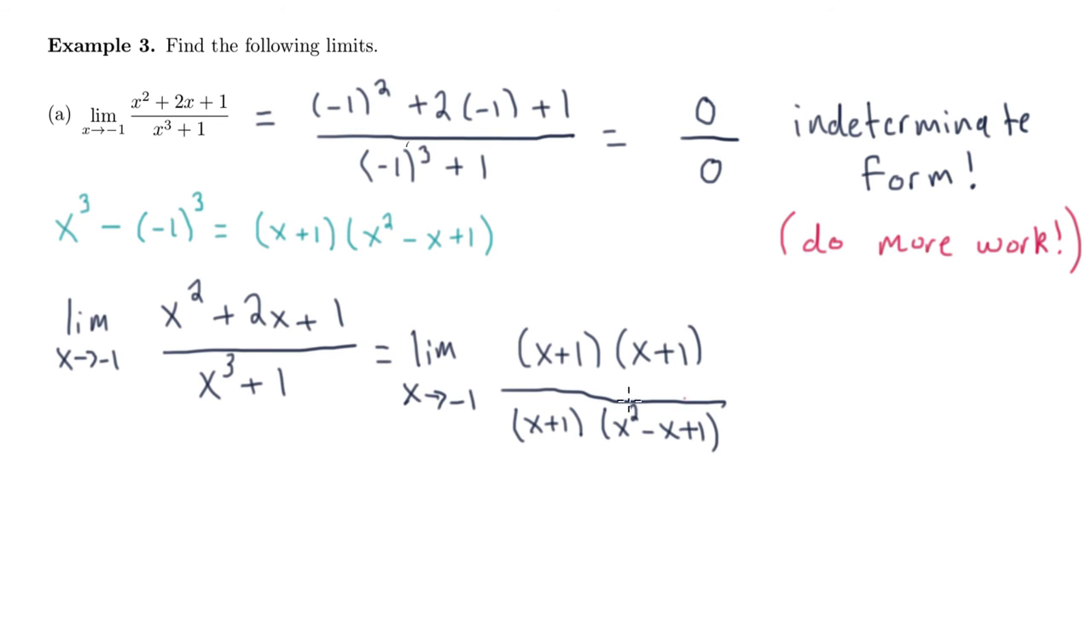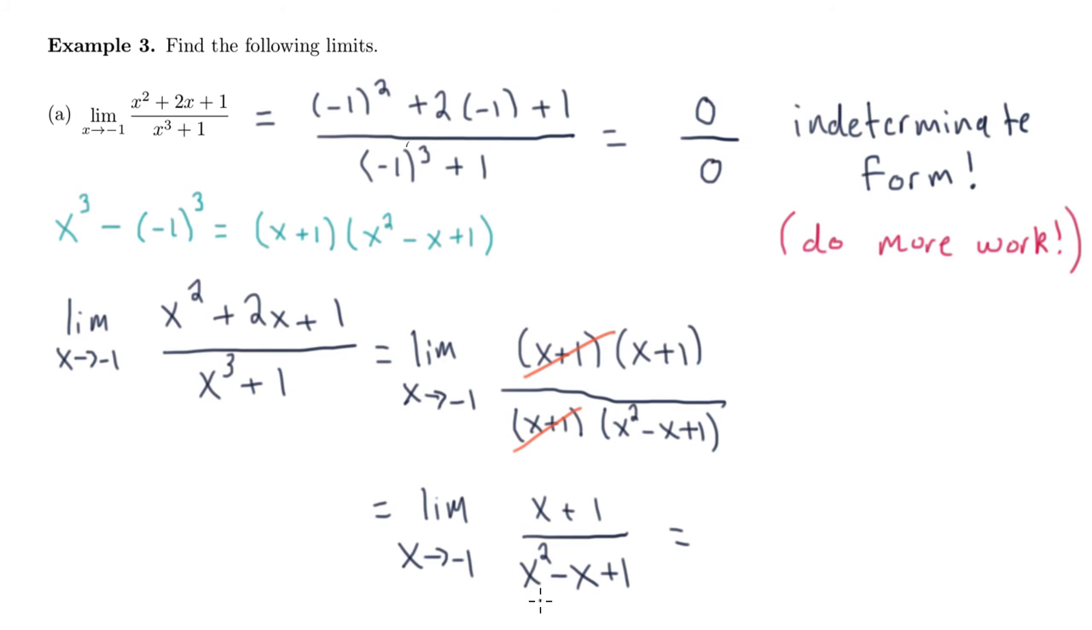Now normally I would not be able to cancel this common factor of x plus 1 in the numerator and in the denominator. But because I'm taking the limit as x approaches -1, I can actually assume that x is not equal to -1, so that x plus 1 is not equal to 0. So I can really cancel those factors. And so this limit is the same thing as taking the limit as x approaches -1 of the function x plus 1 over x squared minus x plus 1.